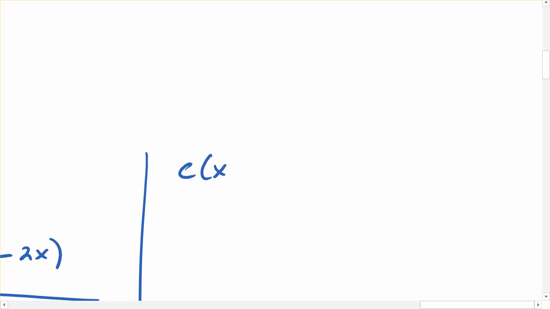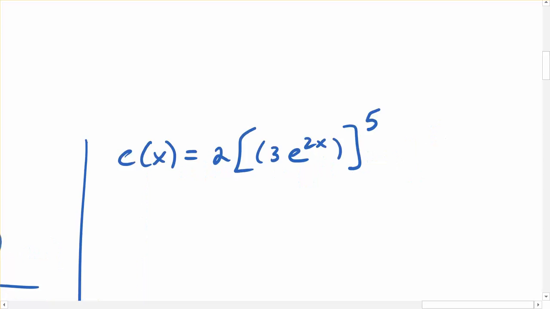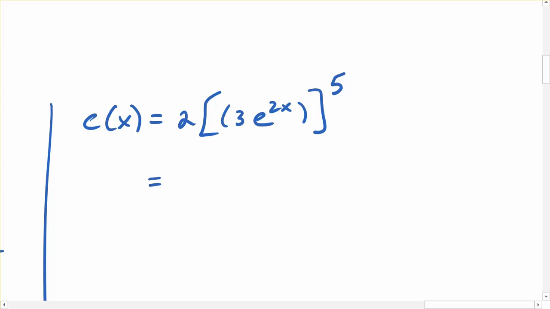Ready? C of x is going to be 2 times, let's go 3e to the 2x to the 5th. What should I do first? Move the 5 out front so you get... Nope, don't do that. What should I do first? Yeah, so simplify first. It's the product of powers, right? So can you simplify? What would this become if I simplify it first? 2 times what?